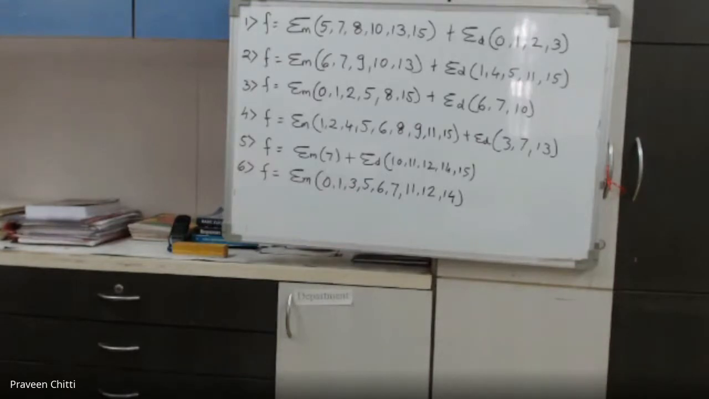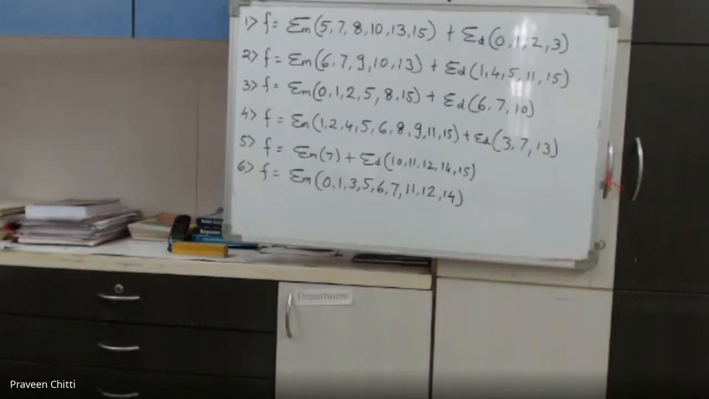The first example there is F equal to sigma m 5, 7, 8, 10, 13, 15 plus sigma d 0, 1, 2, 3. The second example is F equal to sigma m 6, 7, 9, 10, 13 plus sigma d 1, 4, 5, 11, 15. Third one is F equal to again summation m 0, 1, 2, 5, 8, 15 plus summation don't cares 6, 7, 10.